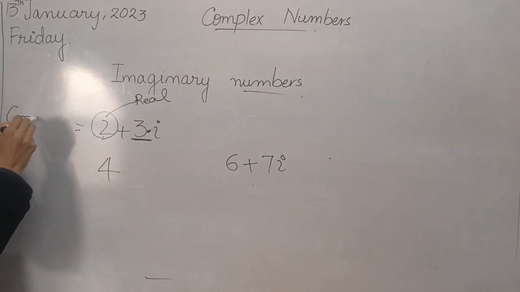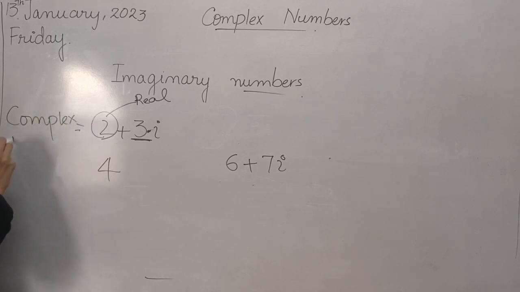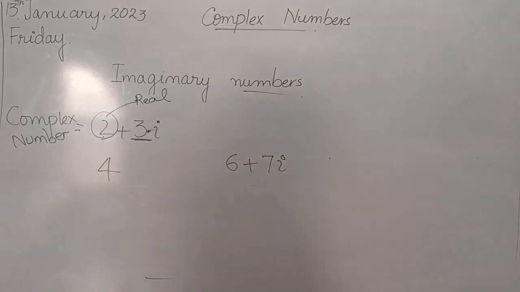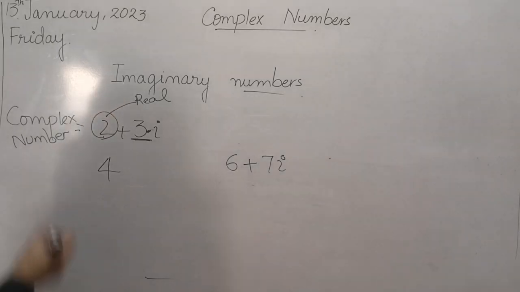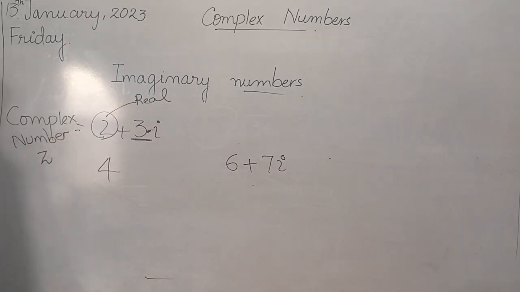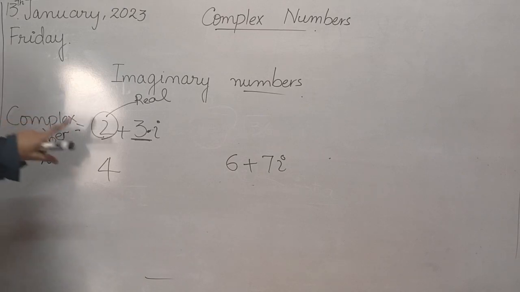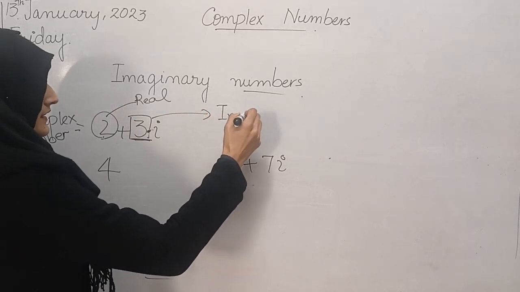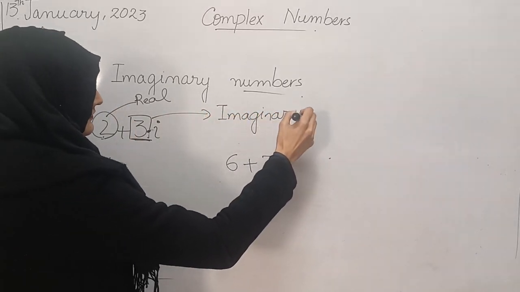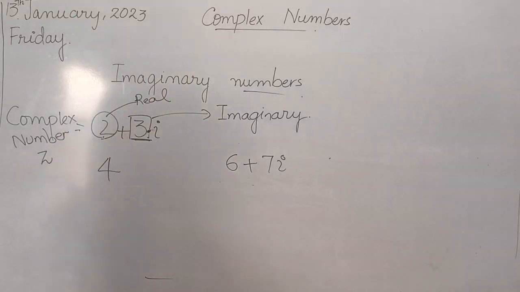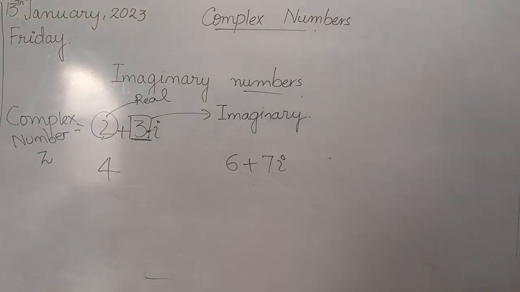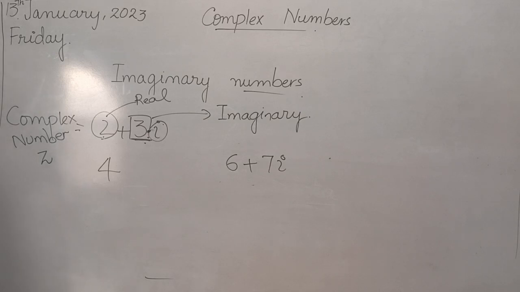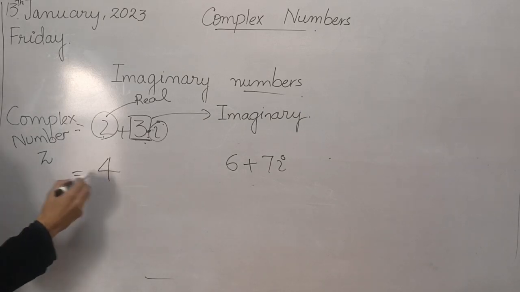This is the complex number and the complex numbers are denoted by which alphabet? Umair will tell me. Complex numbers are denoted by z, small z, and in this complex number 2 is the real part, 3 is the imaginary part. Okay? How do we know that 3 is the imaginary part? This iota shows that this is imaginary. Is that clear?